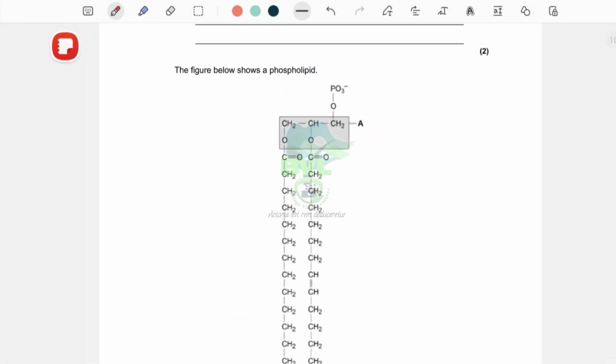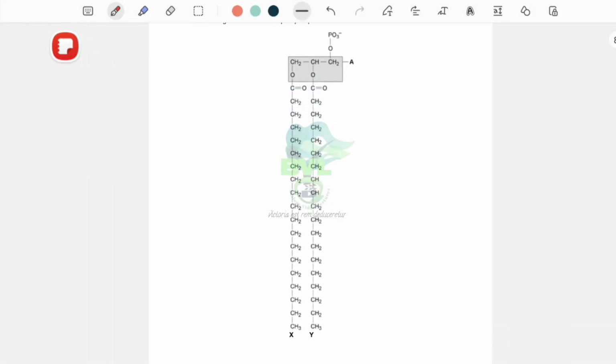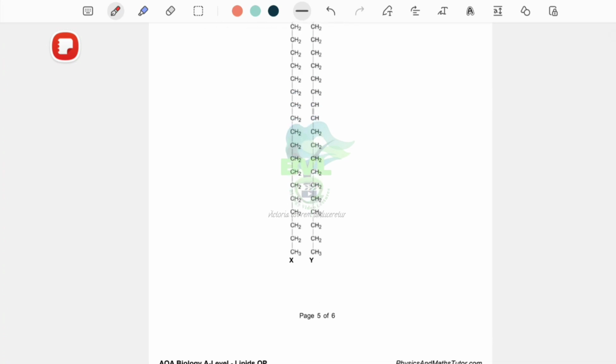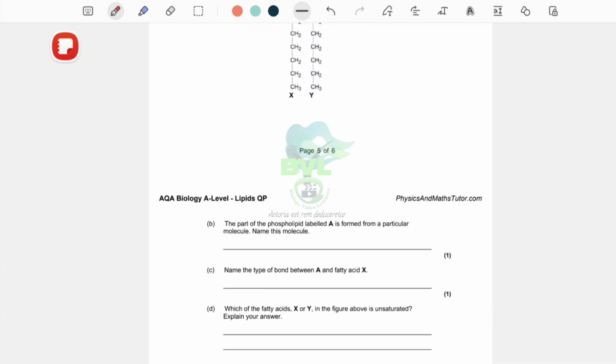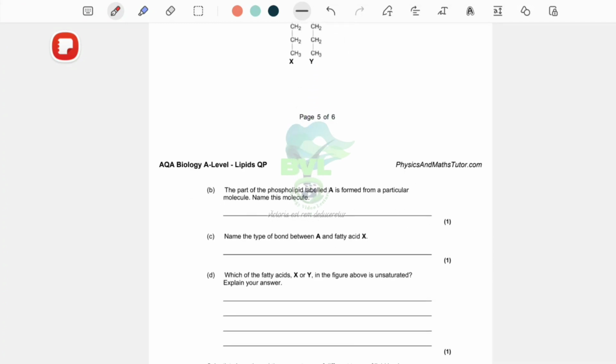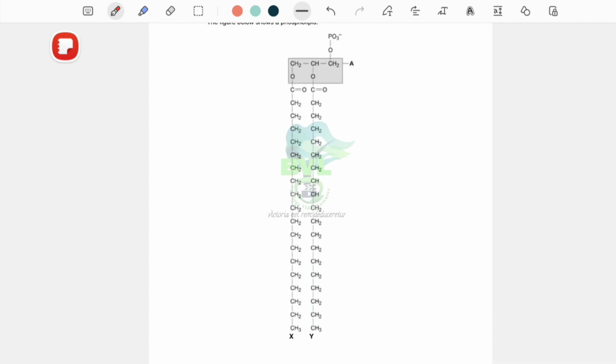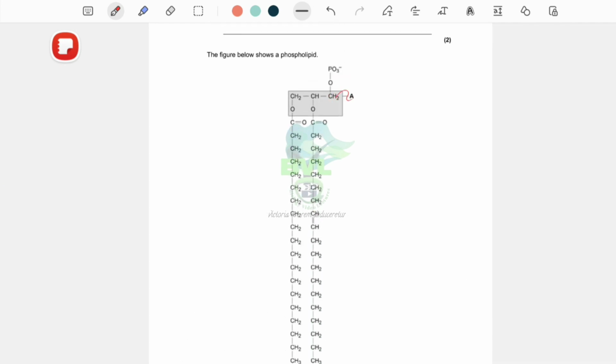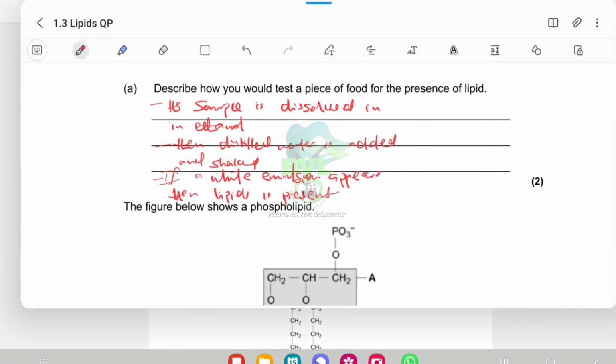Then this figure shows the phospholipids, then X and Y. So the question is saying here, the part of phospholipid A. So please pause the video here to study this a little bit. So the part of lipid A is formed from a particular molecule. Name the molecule from lipid A, this part. So what molecule do you think this is? And that would be your what?